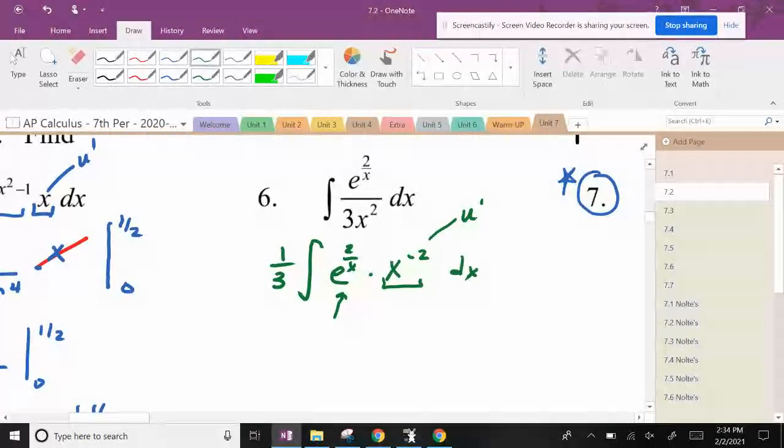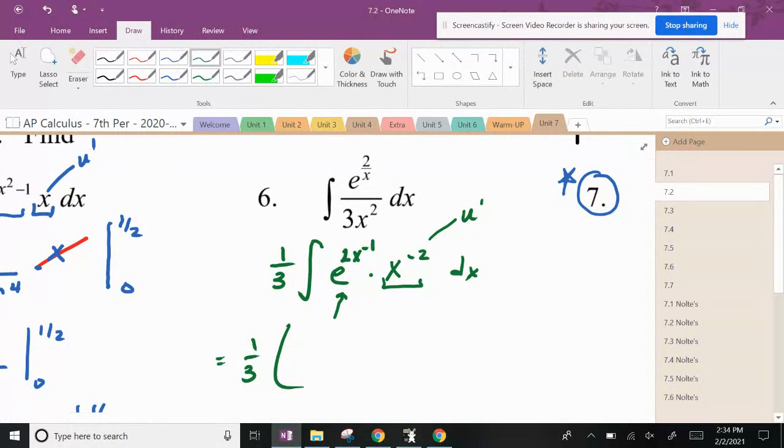All right, so I'm going to integrate this e to the 2 over x. Is it also helpful if I rewrite this? If I have 2 over x, that's the same as 2x to the negative first. You decide whatever works for your brain. Okay, so I got the 1/3 way out front. Okay, we're going to integrate the exponential piece.